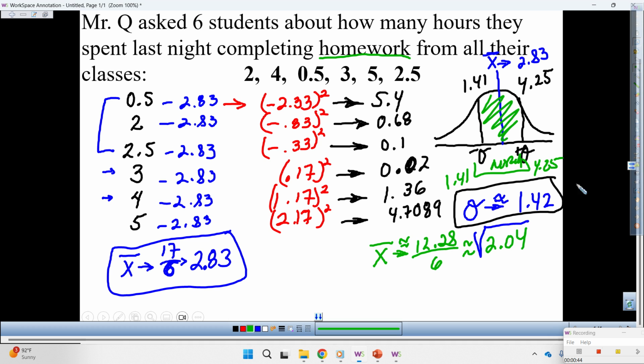So, talk it over with your neighbors. According to each of these numbers, what can you write? What can you conclude if the norm is from 1.4 to 4.25? Talk it over with your neighbor.